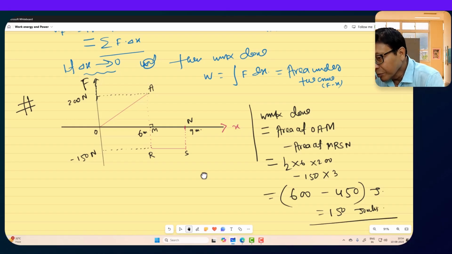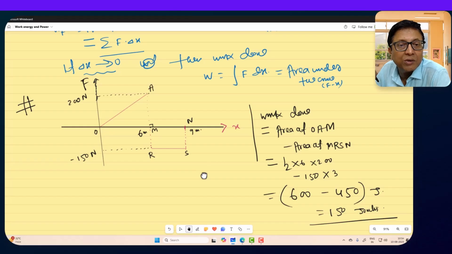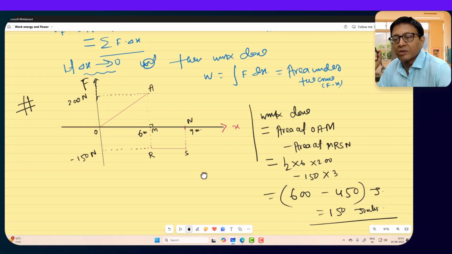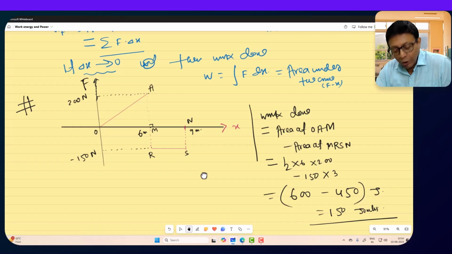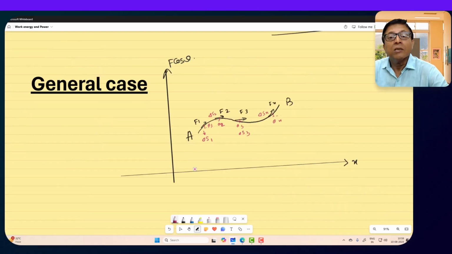So this is going to be 150 joules. Work done equal to 150 joules. Clear? So this work done is positive finally.